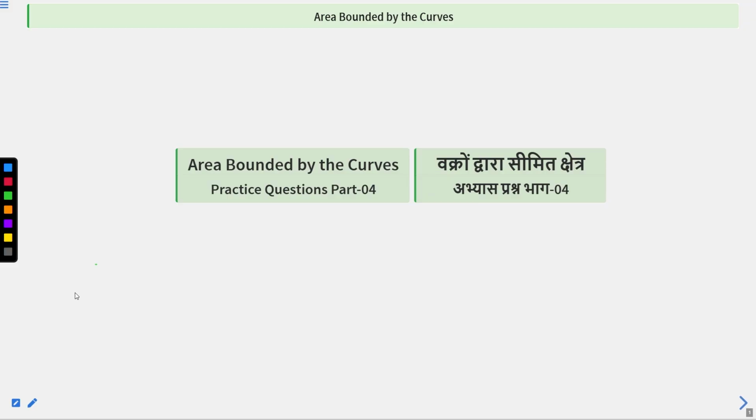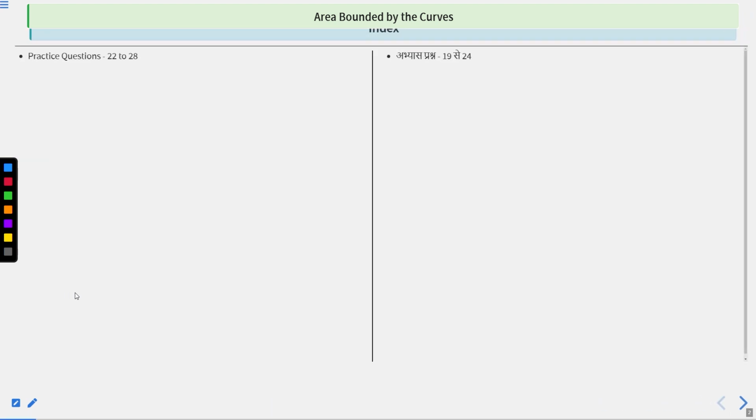In today's class, we will practice some more questions based on area bounded by the curves. In the last session, we had practiced till question number 21. Now in this session, we will start from question number 22 and we will discuss till question number 28.